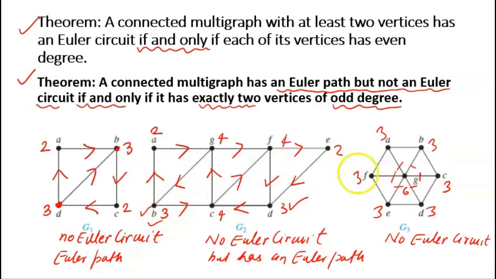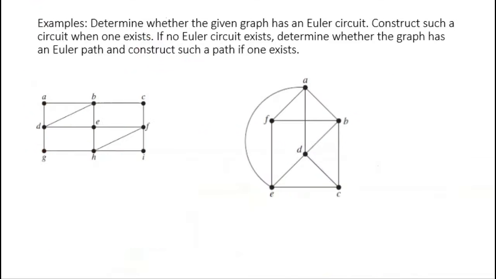Now this graph does not have an Euler circuit, and it will also not have an Euler path, because the existence of an Euler path is possible only when there are exactly two vertices of odd degree, and here we have multiple vertices of odd degree, so it will neither have an Euler circuit nor an Euler path, right?